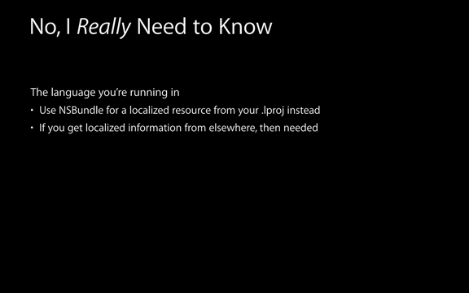Well, you don't need to read the preference for that. You can use NSBundle to make this decision for you. If you want it to do something when it's running in English but not Japanese, put a localized resource in your bundle, which has the value yes for English but no for Japanese, and your application will pick up the right behavior automatically. Now, if you are getting localized information from outside your application, then you might need to know the language you're running in, and we'll talk about that in a little bit.